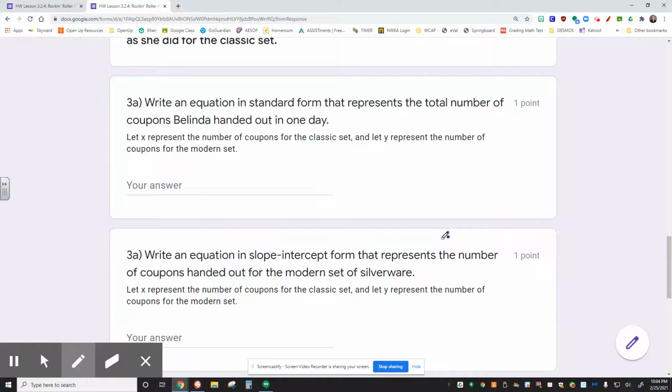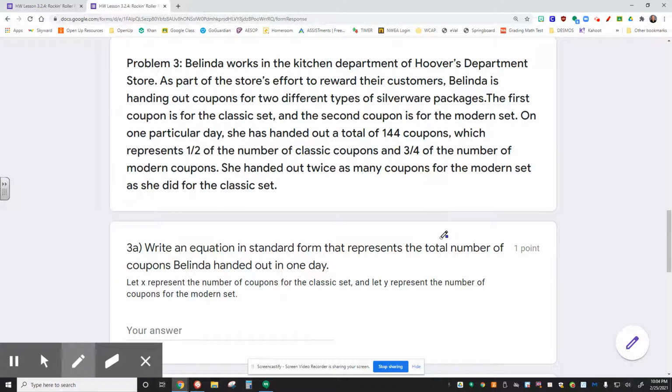Part 3 is a little bit separate one. You've got Belinda that's working in the same department store, but she's handing out coupons for a silverware package. Remember, silverware is like forks, knives, spoons, things like that. The first coupon is the classic set. So here's one kind of coupon. The second coupon is for the modern set. On one day, she handed out 144 coupons. And those coupons represent half of the number of classic coupons and 3/4 of the number of modern coupons. So she handed out twice as many coupons for the modern set as she did for the classic set.